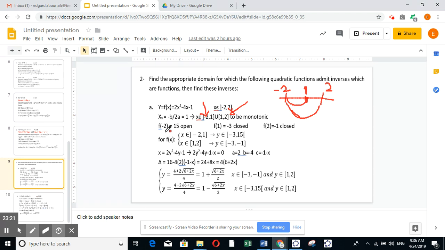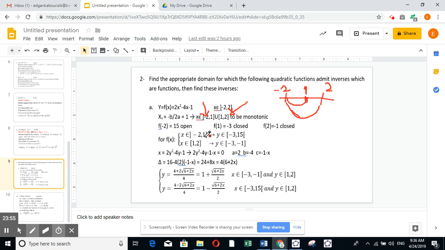So I find the images first. F of minus 2, if you replace it here, you get 15, as we saw in the picture. F of 1, the vertex, you get minus 3. And f of 2, we get minus 1. The vertex is included, so close the bracket on both sides. For the first one, minus 2 till 1, the range is from minus 3 to 15, since f of minus 2 is 15 and f of 1 is minus 3. And from 1 till 2, the range will be from minus 3 till minus 1. So this is for f of x.